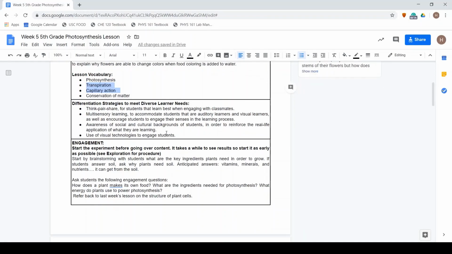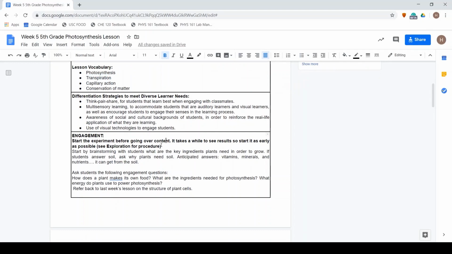All right, moving on to engagement. I left a little note here at the beginning of engagement that doesn't really relate to the engagement, but you want to start the experiment, meaning set up the flowers in your cup, add the food coloring, add the water, as soon as possible. I'll go over that later once we get to the exploration section, but it will be important that you start early so you can potentially see results within your hour or hour and a half of lesson time.